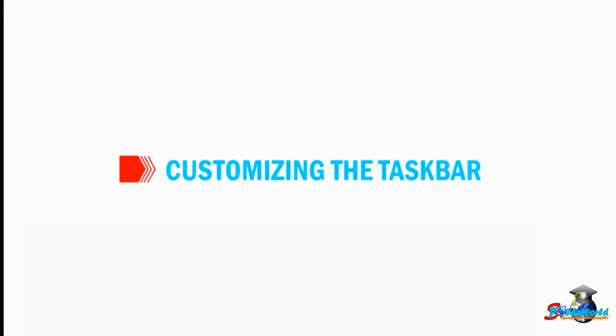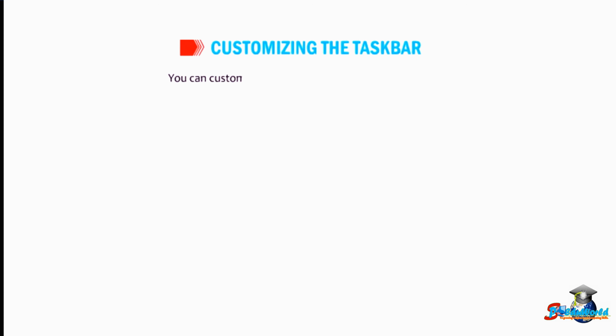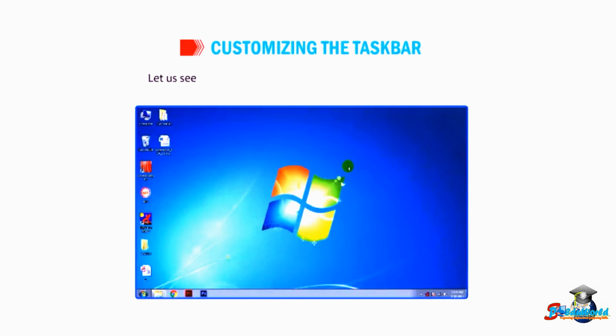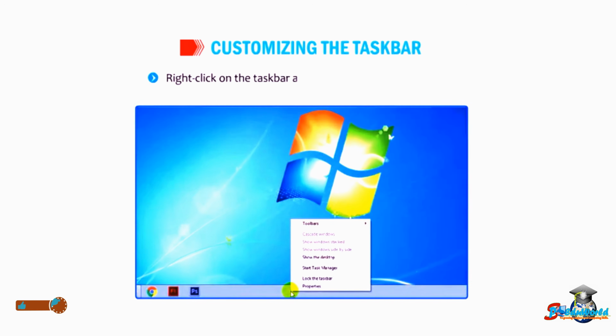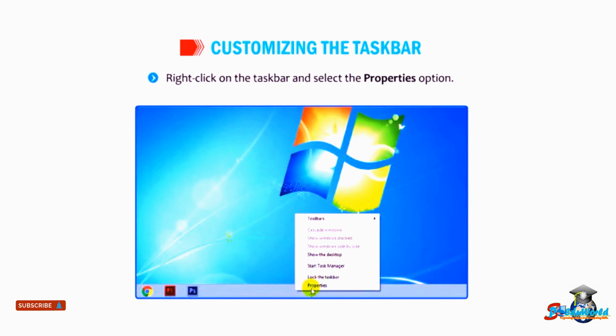Okay, let us find out how to customize the taskbar. You can customize the taskbar to best suit your needs. Let us see in what way and how we can customize the taskbar. Right-click on the taskbar and select the Properties option.